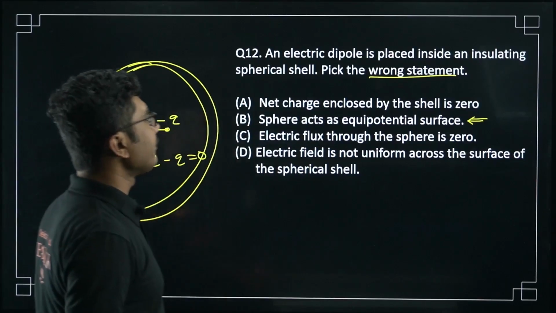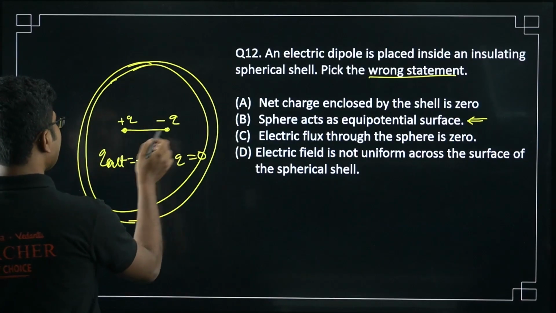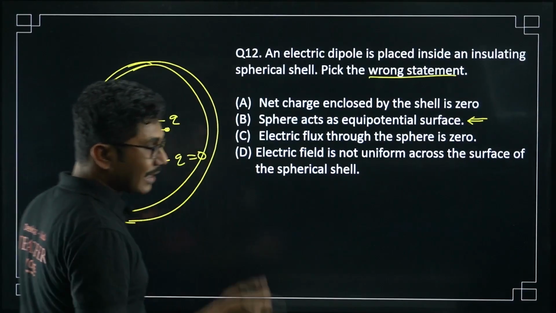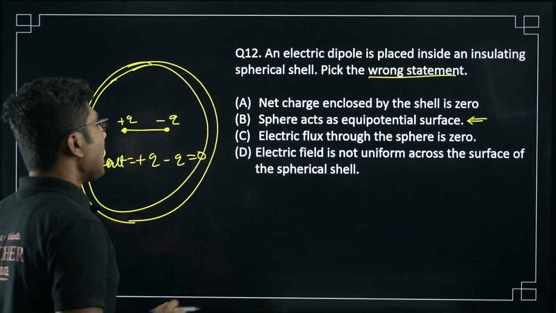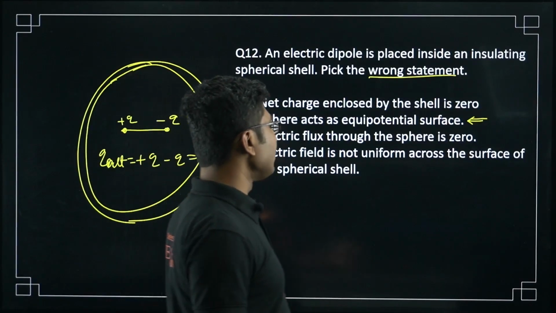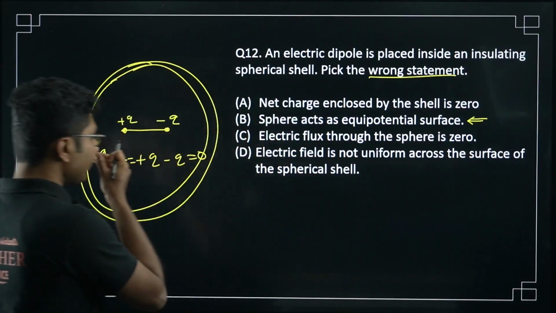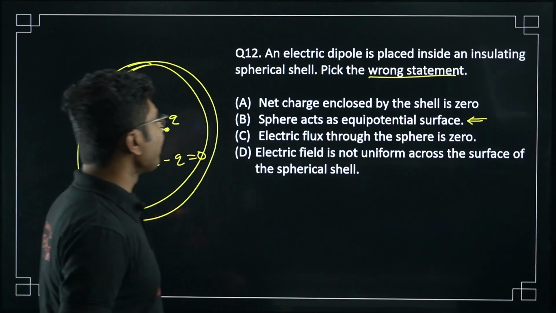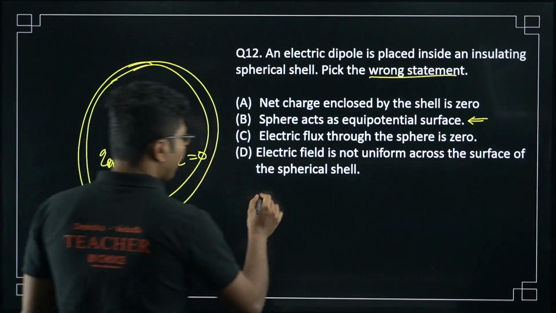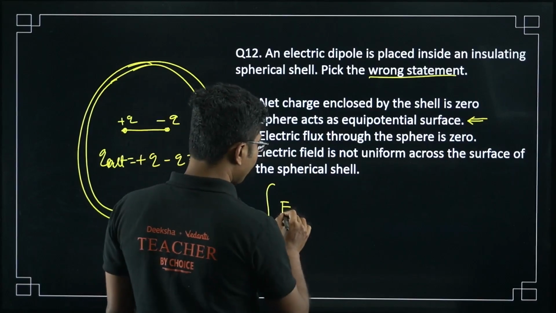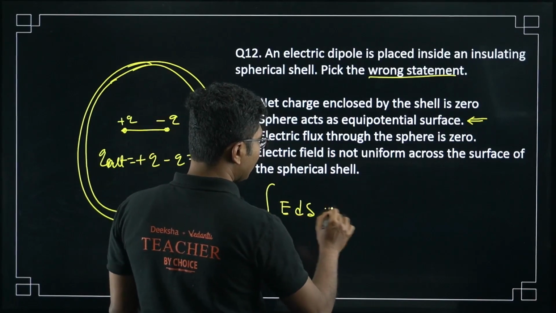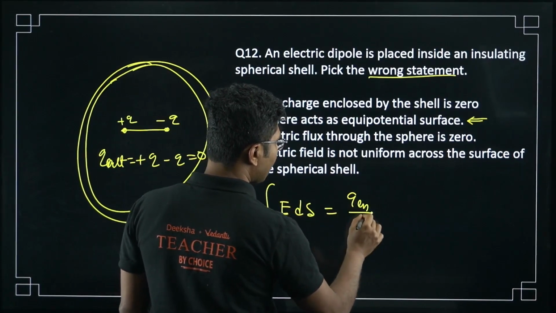Electric flux through the sphere is 0. Definitely the net charge is 0, that means electric flux through the surface should be 0. So that is also correct. Electric field is not uniform across the surface of the spherical shell. For the electric field, we know from Gauss law, this is a hot question, that the integral of E dot dS equals q enclosed by epsilon naught.